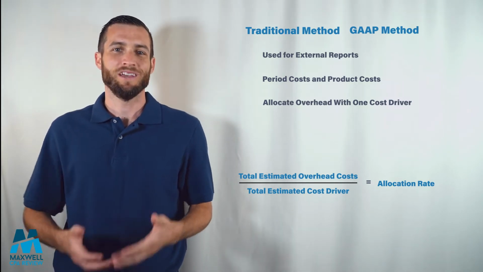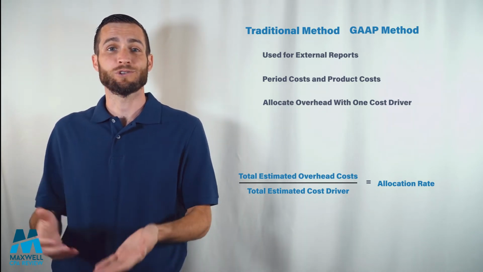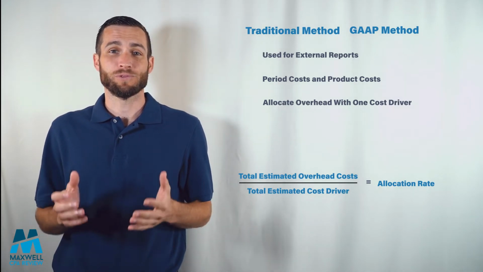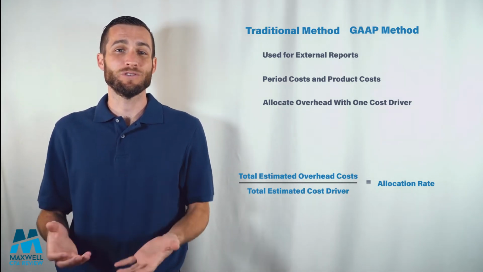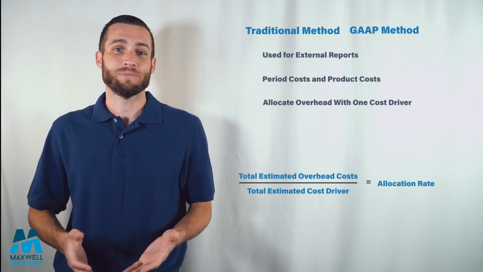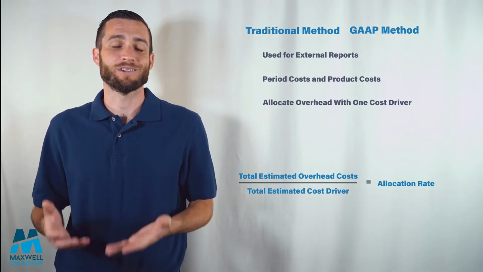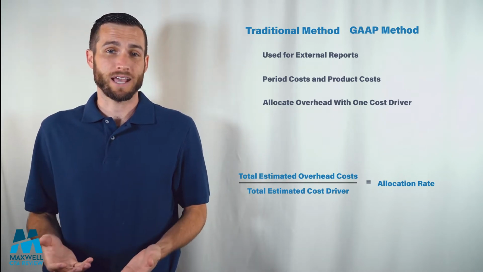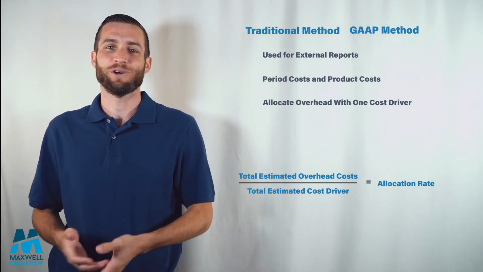So like I mentioned, the traditional method is what we have to use for external reporting, meaning it is GAAP accounting. But just because it's required doesn't mean that it's always the most useful method. Sometimes it doesn't show us exactly how much our costs are for a product. So let me give you 2 examples of why traditional cost accounting may not give the best picture of our costs.